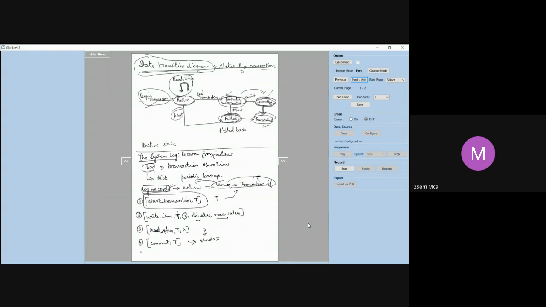The next entry in your log is abort, comma, T. So this indicates what? The transaction T has been aborted. You have killed that particular transaction. Why has it got aborted? Because the transaction has failed due to any reason. It has not successfully completed. That's why the transaction failed, and so you have to abort it.